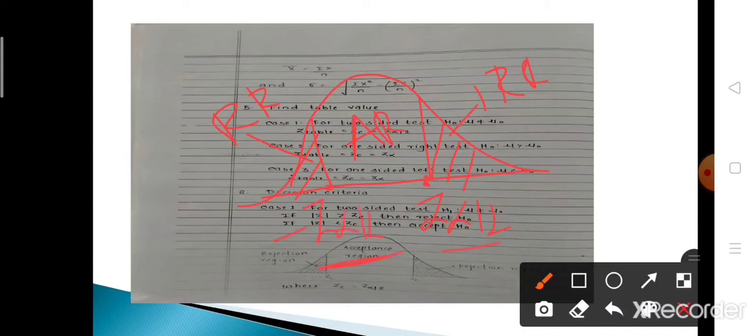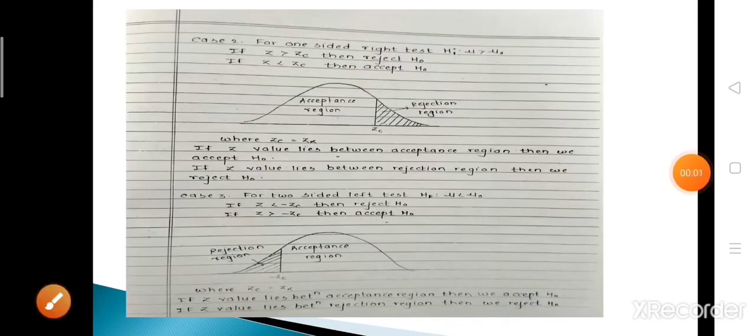Z alpha by 2. So if the test statistic value is greater than Z alpha by 2, then we reject H0. And if the test statistic value is less than minus Z alpha by 2, then we again reject H0. But if the test statistic value lies between minus Z alpha by 2 and Z alpha by 2, then we accept H0.